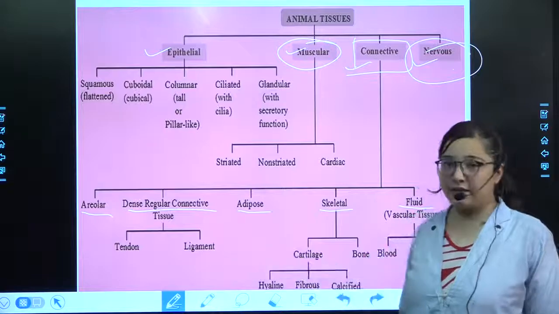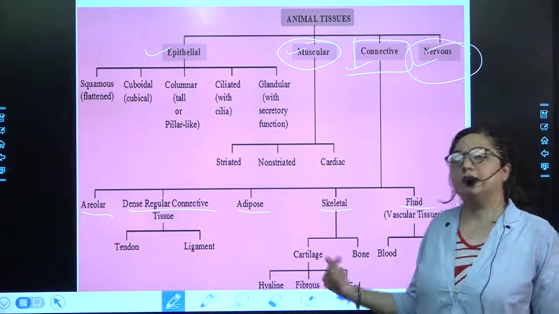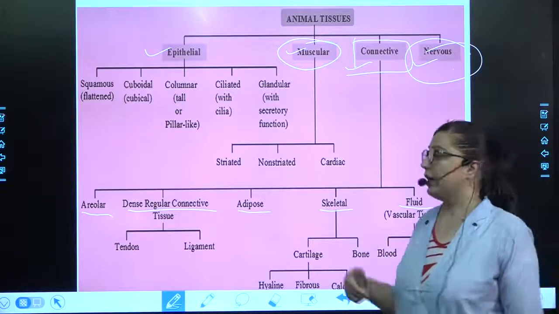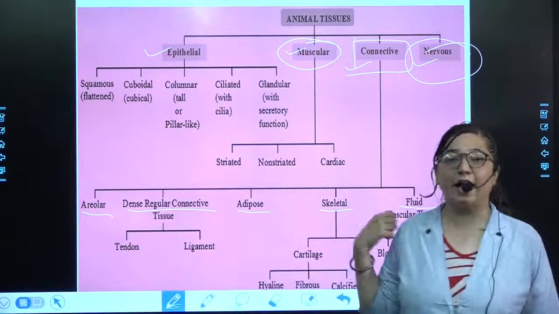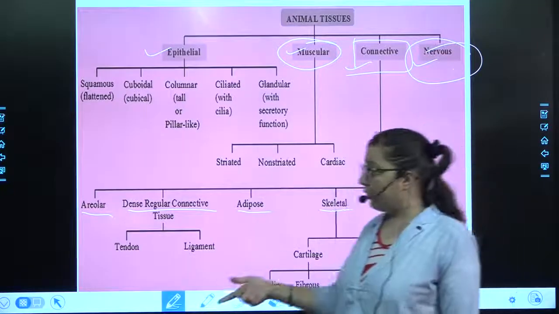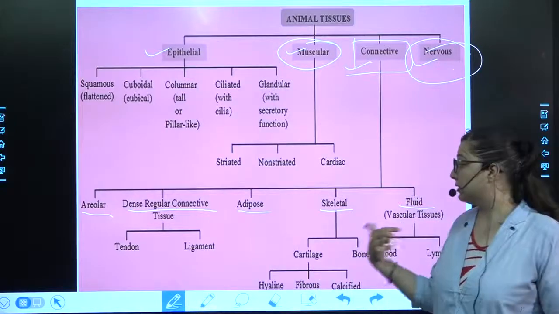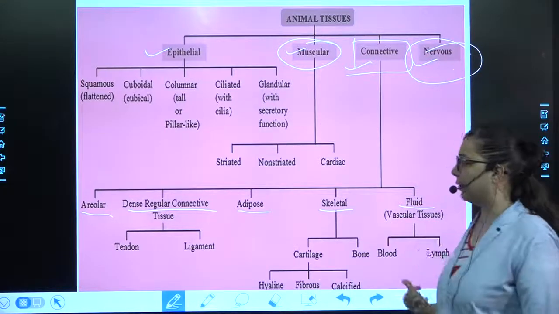Areolar, dense regular, adipose, skeletal and fluid.